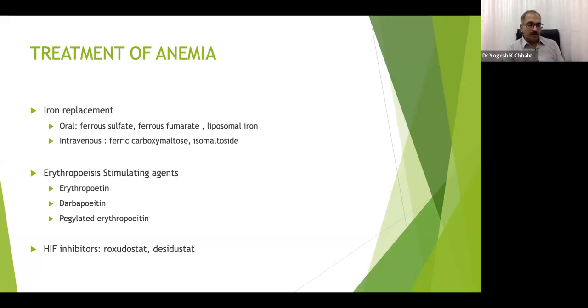Now, recently, there has been the advent of HIF inhibitors. These are oral agents. Erythropoiesis stimulating agents have to be given subcutaneously, in a once-in-a-week, twice-in-a-week, or once-in-a-month formulation. Patients usually don't like injections, so we can go ahead with HIF inhibitors.